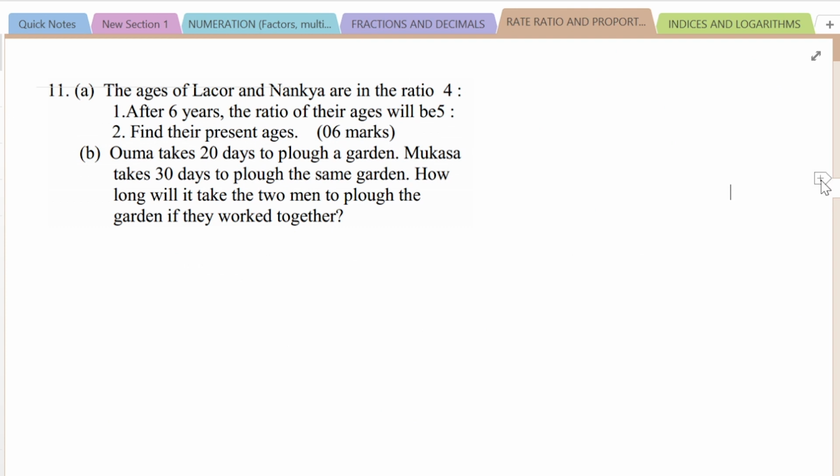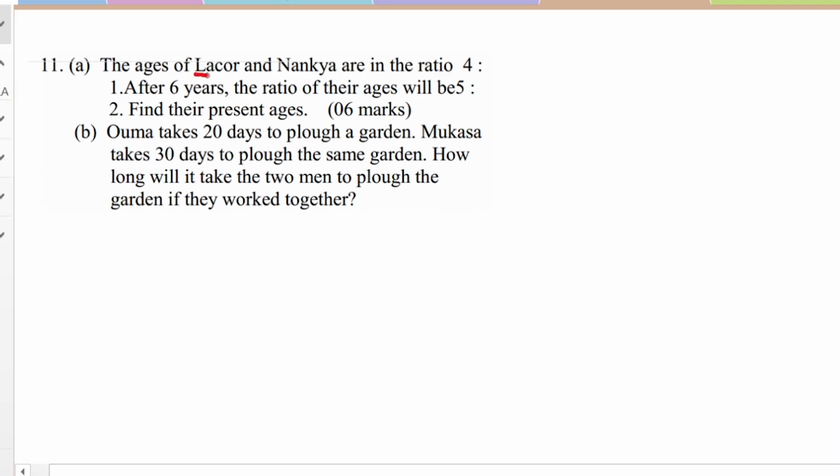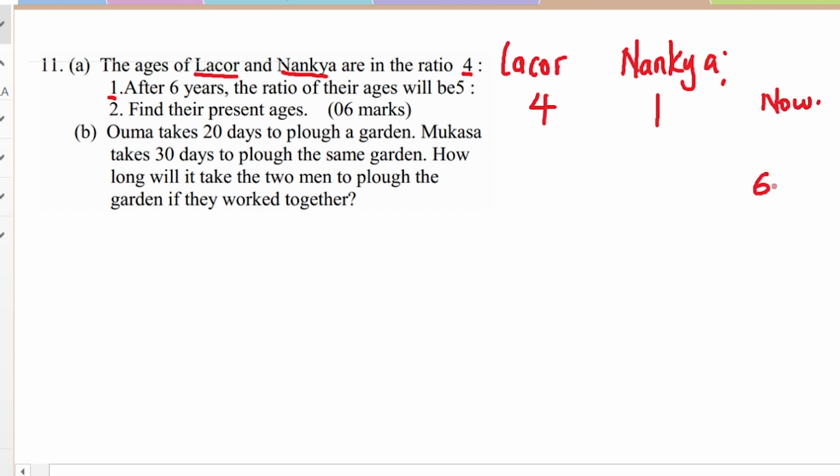So moving on to the next question. We have another one here. The edges of Lacour and Nancha are in the ratio of 4 to 1. So we have Lacour and then we have Nancha. Now their edges, the question says, are in a ratio of 4 to 1. So this is 4, this is 1. That is the ratio of their edges now. So 6 years later, they are telling us that the ratio of their edges will be 5 to 2. Right now it is 4 to 1, and then it will be 5 to 2. Now they're asking us to find their present edges.